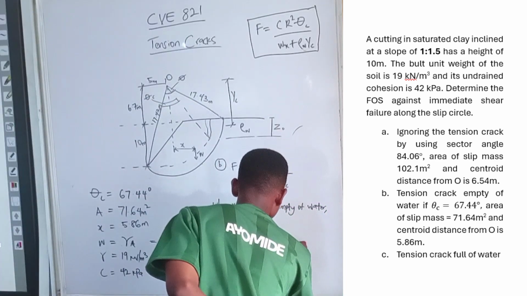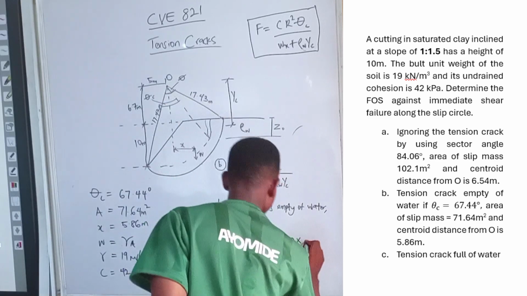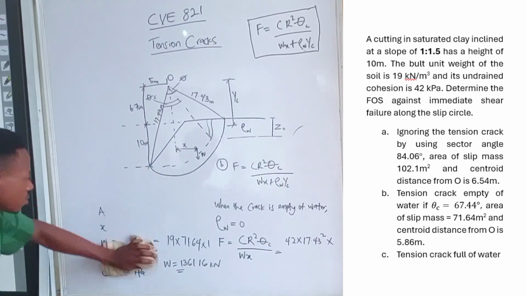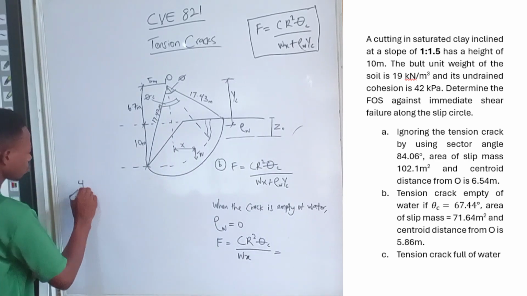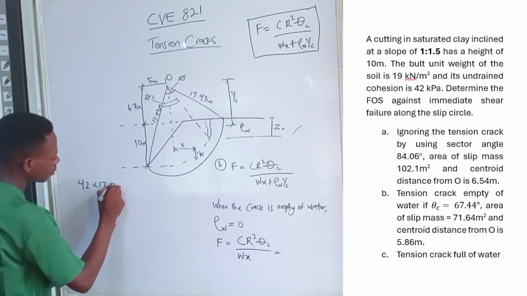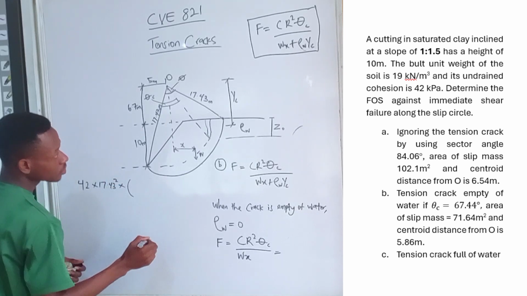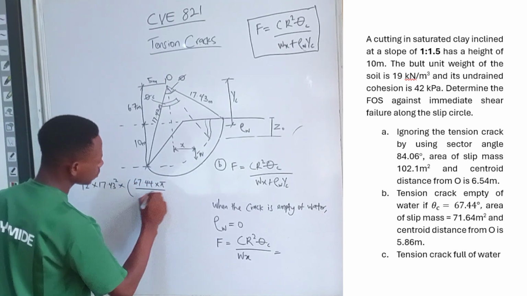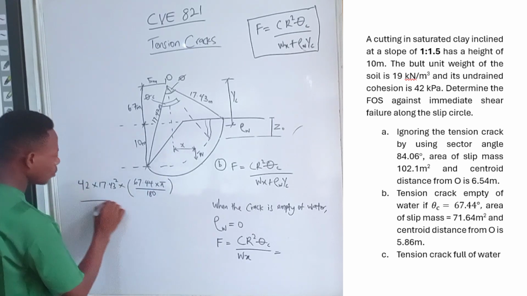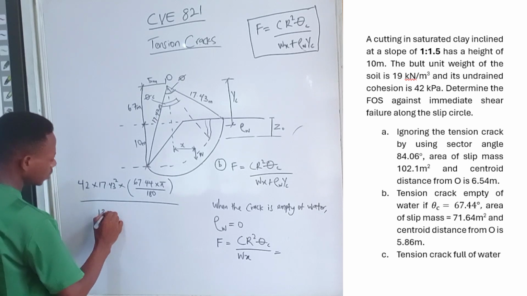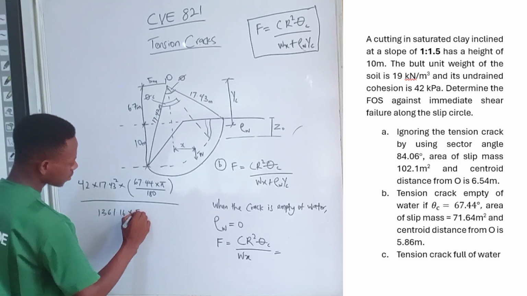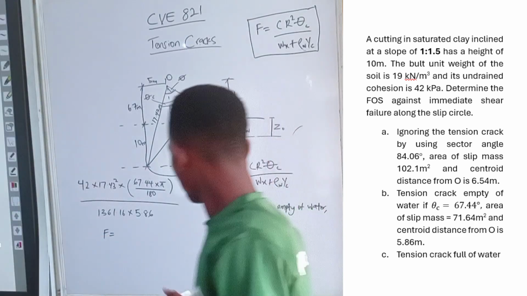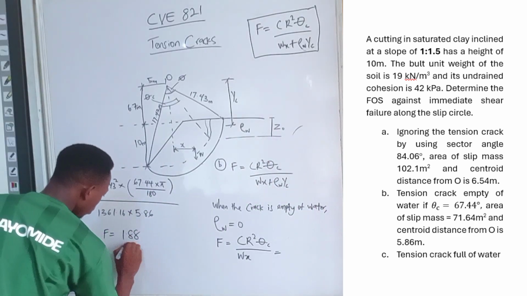42 multiplied by our radius, which has not changed, 17.43, multiplied by our new angle, which is 67.44, right? Multiplied by theta divided by 180, all over our W, 13.16, multiplied by x, which is 5.6. Yes. So our factor of safety equals 1.68. Is there any contrary value?